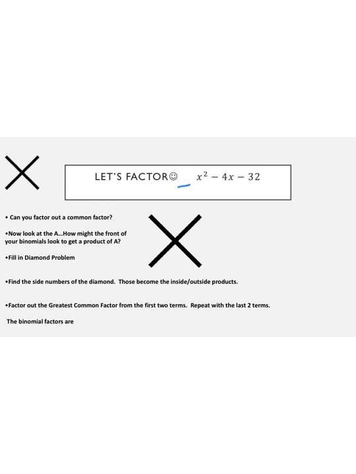First thing, can you factor out a common factor? The biggest thing you can divide out of all of them is 1, so there's a no there. Looking at the a, there is an invisible 1. The only way we're going to get a 1x squared is if it's just x times x. So we know what it's going to start to look like. And here we are going to set up the diamond problem. a times c is negative 32 times 1, and the b is negative 4.